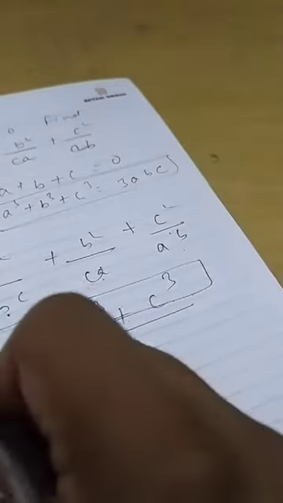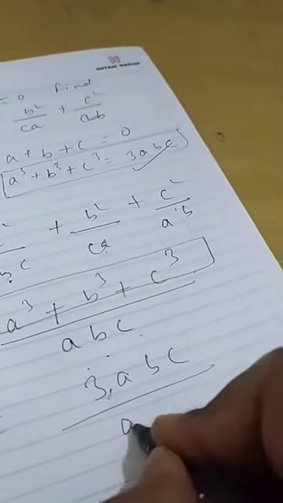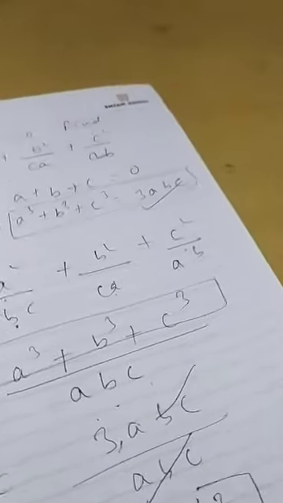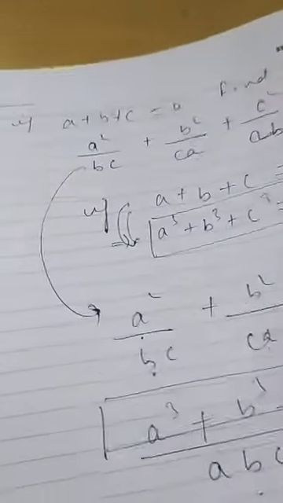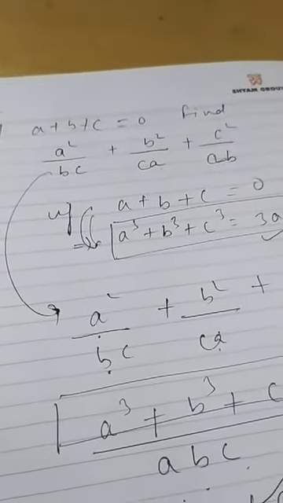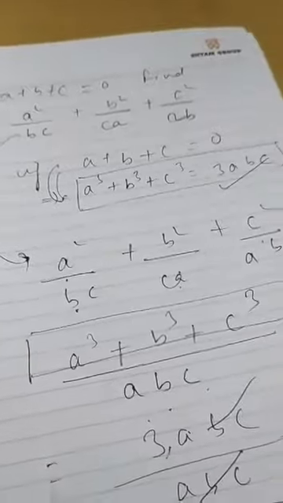Now a cube plus b cube plus c cube is 3abc. So in place of this we can write 3abc upon abc. This abc goes with this abc, the answer will be 3. So this is how we solve it if the condition a plus b plus c equals 0 is given and we are asked to find the value. Then first we will take the LCM and then on substituting the value we can get the value.